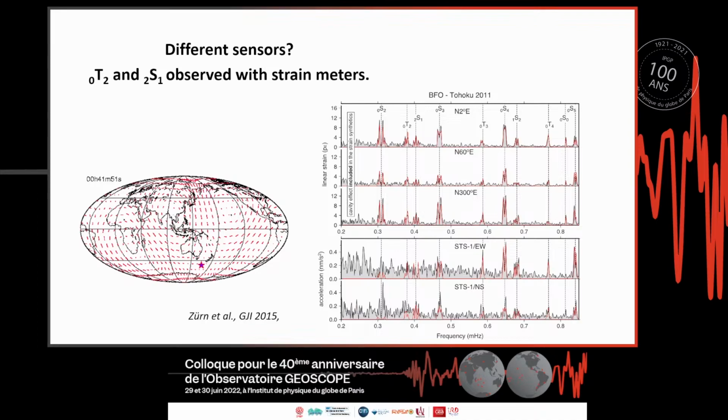And on the right, you see at the bottom the Streckeisen STS-1 seismometers, and I have to say these are some of the finest horizontal recordings in the GSN. And still, you don't see 0T2 in there. However, in the strain above, you see 0T2, you also see 2S1, and the one thing I would like to point out here is that this is the only recording where I see splitting of toroidal modes in a single spectrum. So the strain meters have actually managed this feat.